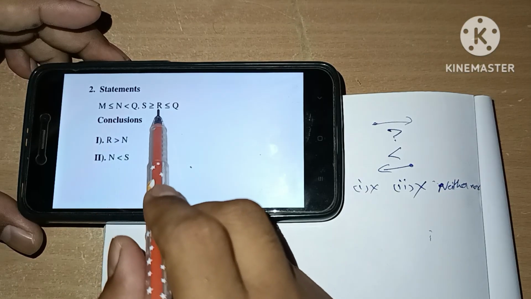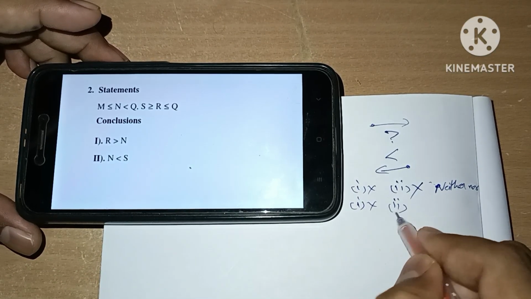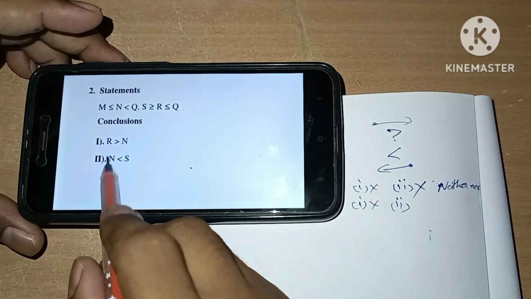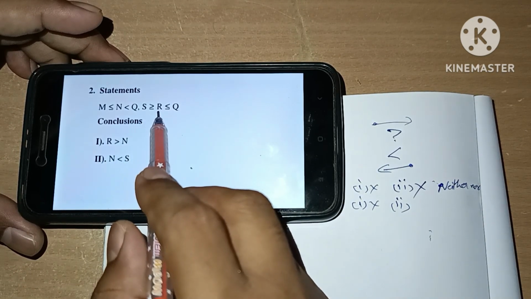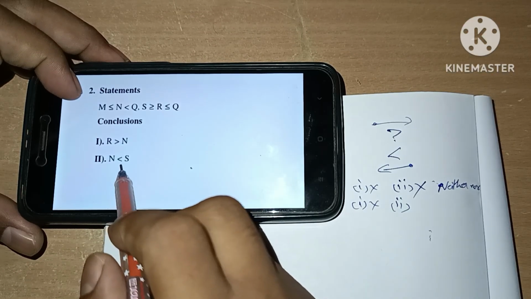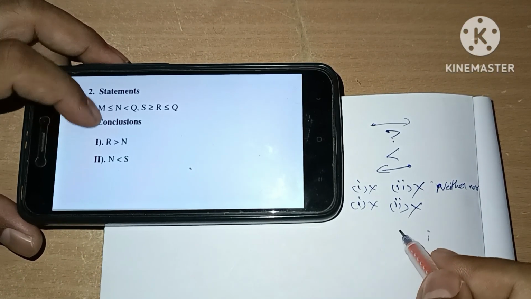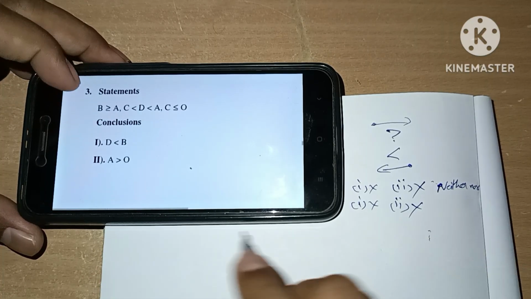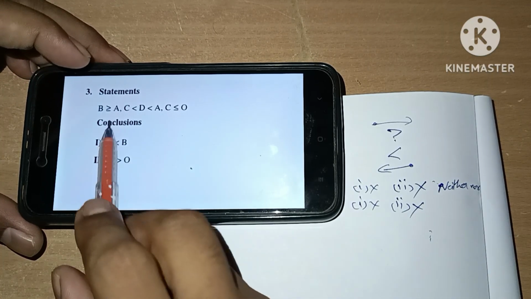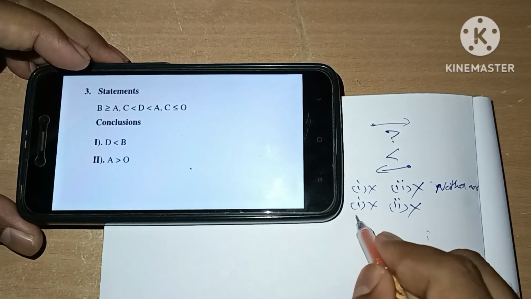From R there is no flow. So the first conclusion will be false. Second conclusion, the flow from S to N. From S we can reach R, but we cannot reach N. So the second conclusion is false. Now we are going to see question number 3. The flow from B to D. From B we can reach A. From A we can reach D. So the first conclusion will be true.